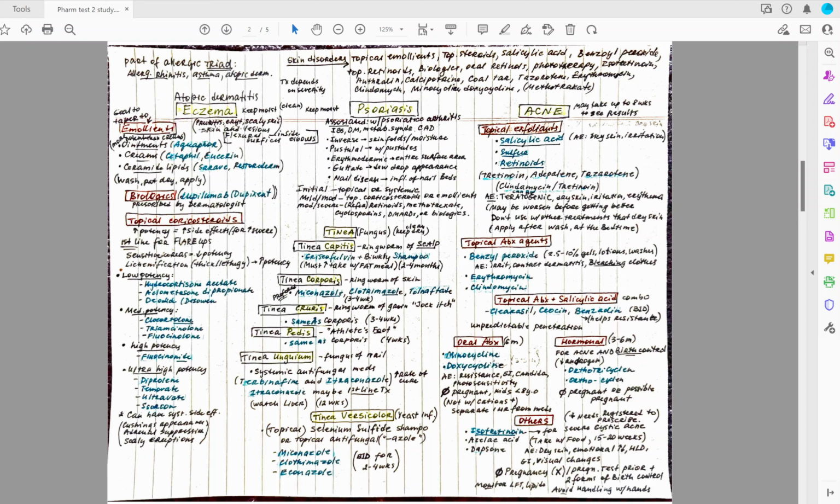Tinea unguium, that's the last one, and this is nail. This is the only one that has the letter N inside. So nail, that's how I remember. Systemic antifungal meds are terbinafine and itraconazole. That will be with an increased rate of cure. And of course, the downside is 12 weeks. You have to watch for liver, and that will be the first line of treatment.